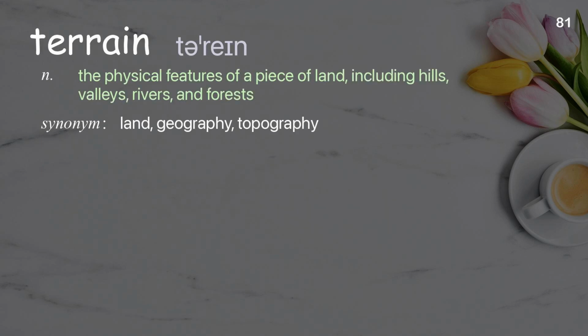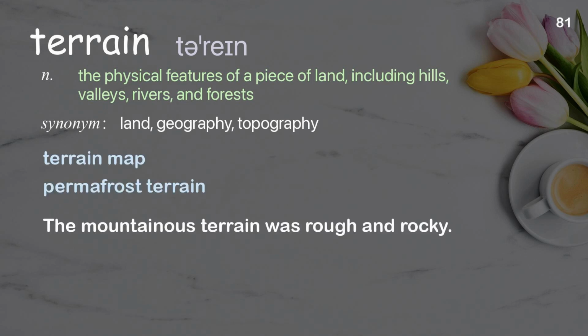Terrain. The physical features of a piece of land, including hills, valleys, rivers, and forests. Examples: Terrain map. Permafrost terrain. The mountainous terrain was rough and rocky.